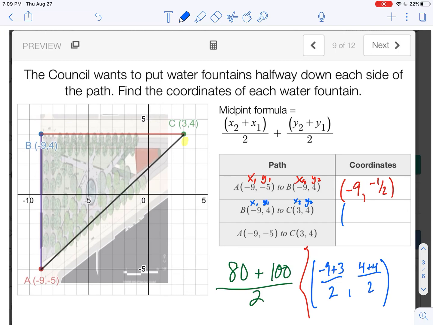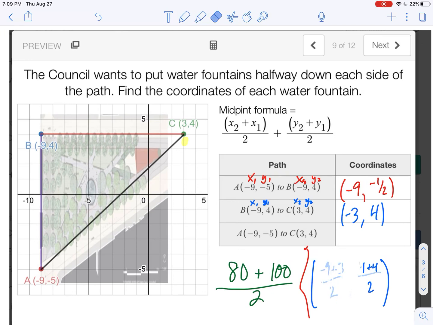And now I'll simplify. -9 plus 3 is -6. And -6 divided by 2 is -3. And then 4 plus 4 is 8, divided by 2 is 4 again. And that should make sense. The number right in the middle of 4 and 4 is 4. Or if I got a 4 on my first homework and a 4 on my second homework, my average grade is going to be a 4. So that didn't change.